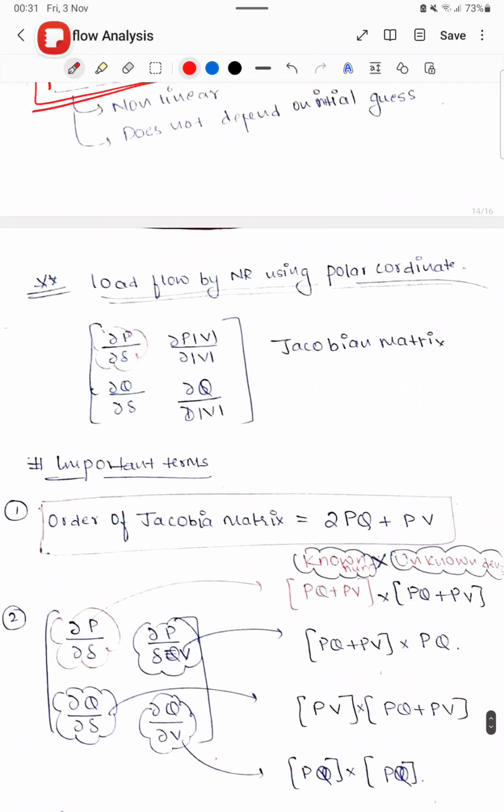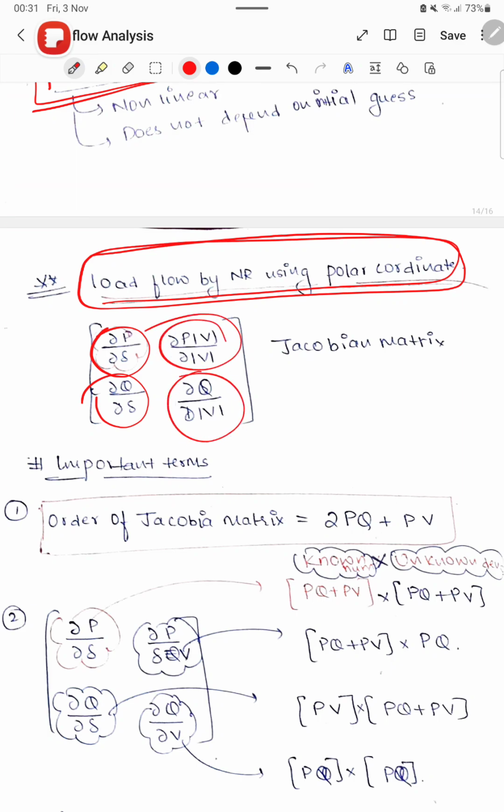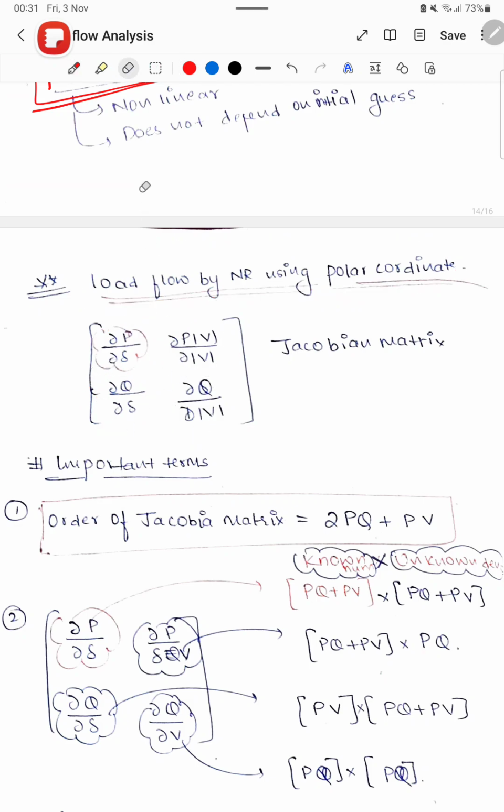Then one last topic is remaining, that is load flow by Newton-Raphson using polar coordinates. Newton-Raphson is mainly used for polar coordinates. So you will have change in P with respect to del, change in Q with respect to del, change in P with respect to V, change in Q with respect to V. On one side you can see that P and Q are changing with respect to del. Here you can see P and Q are changing with respect to V. Fine. Now we'll come to the Jacobian matrix.